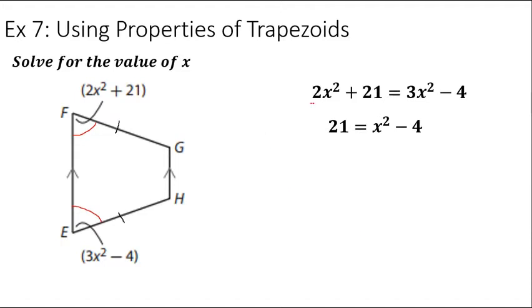Okay, so now I'm going to subtract 2x squared from here. Remember, those go away. I subtract 2 from here. So that's how I get just x squared. And I'm going to add 4 to both sides. So I get x squared equals 25. Then I take the square root of both sides. So I end up getting x equals 5.